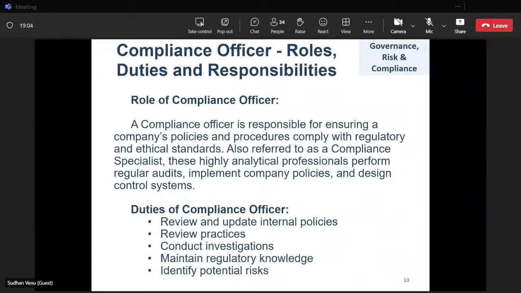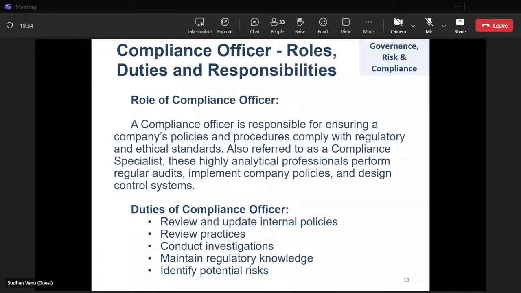And the next one is the roles, duties and responsibilities of the compliance officer, who is going to handle the compliance process. We call this person the compliance officer, and this officer is responsible for ensuring that the company's policies and procedures comply with the regulatory and ethical standards, also referred to as the compliance specialist. They are a highly analytical professional who performs regular audits, and implements company policies and designs control systems.